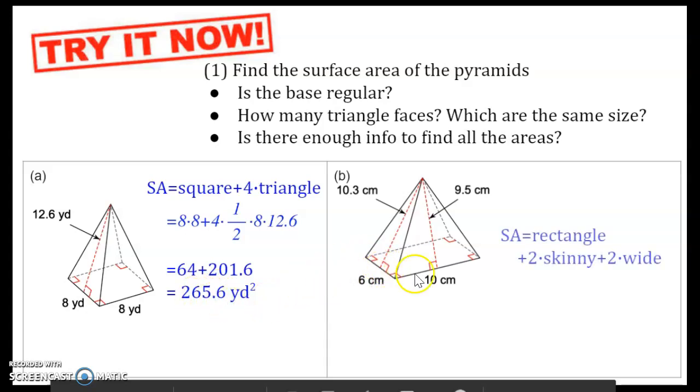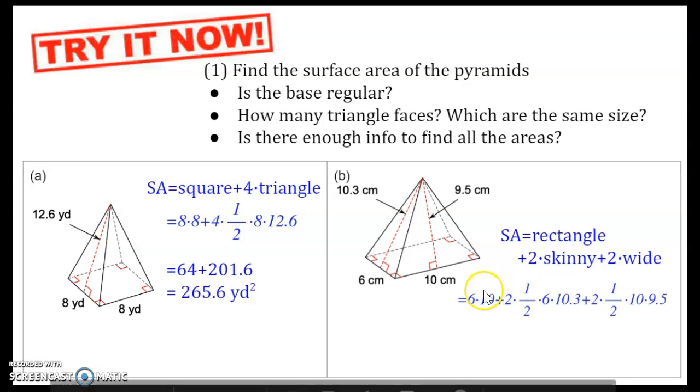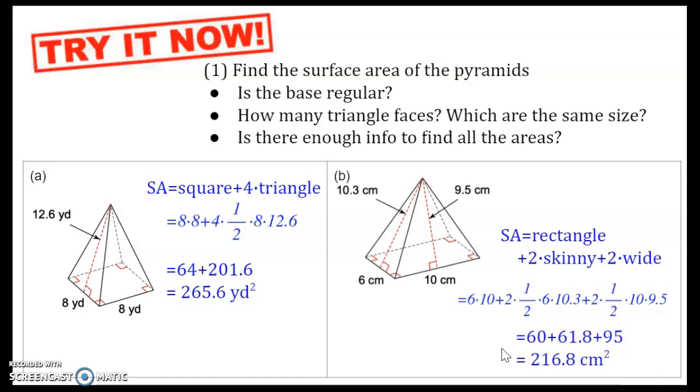For B, again, it's going to be the rectangle plus 2 skinny sides and 2 wide sides. Why? Because the base is a rectangle, therefore the two bases of the triangles are not going to be the same. So that's 6 times 10, that's the base area, and 2 times half times 6 times 10.3, that's the skinny triangles. And then the wide triangles are 10 times 9.5 times half times 2, which should come out to 216.8 centimeters squared.